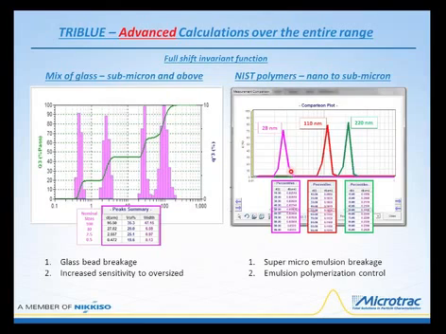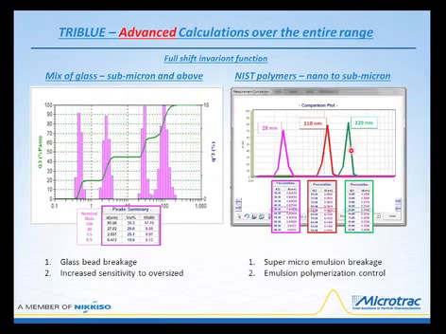Then the oil droplets start to coalesce and form larger particles. And with the design that we have in the Tri-Blue, you would be able to see those particles developing. This would be an indication that the emulsion is unstable.